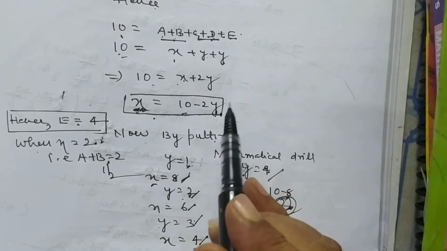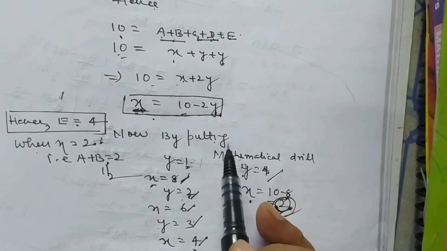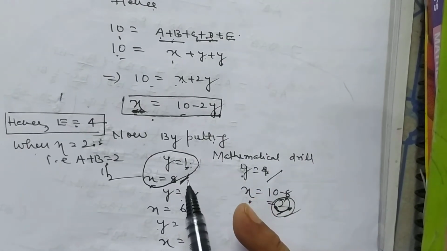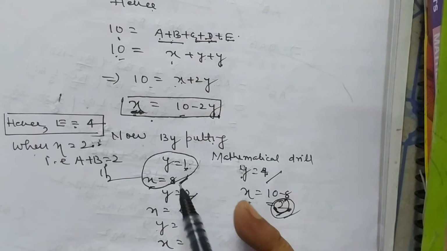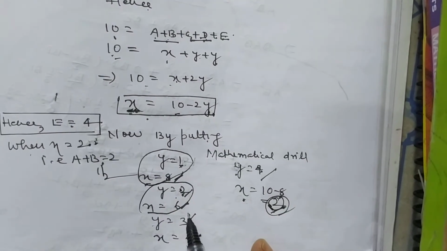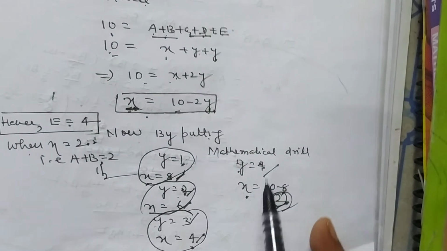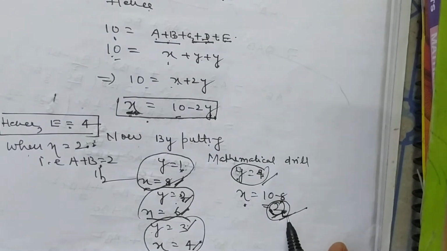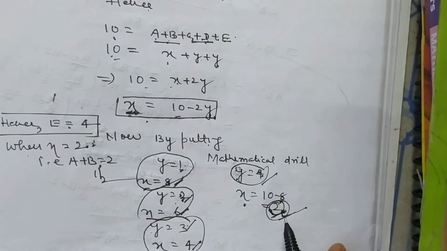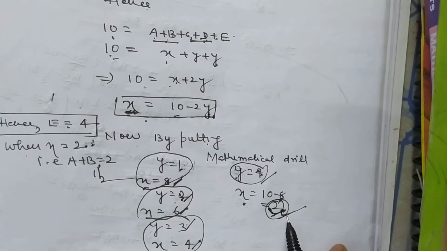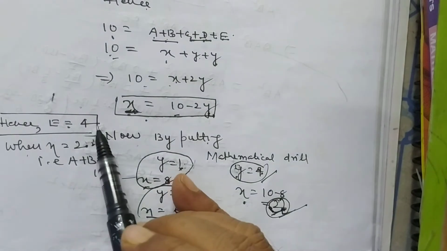So now we do a mathematical drill here. We put Y is equal to 1, X is equal to 8. X is maximum. Y is equal to 2, X is equal to 6. Y is equal to 3, X is equal to 4. Y is equal to 4, X is equal to 2. So X is minimum. X is minimum when E is 4. So the value of E is 4.